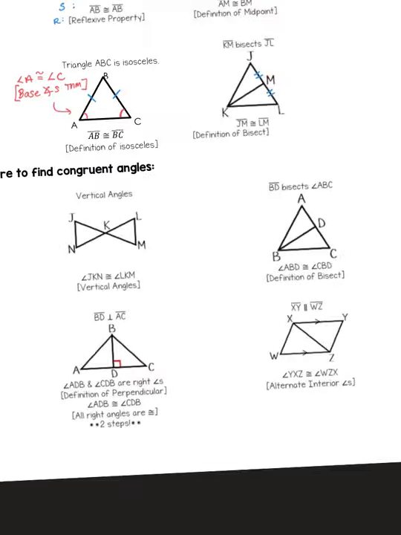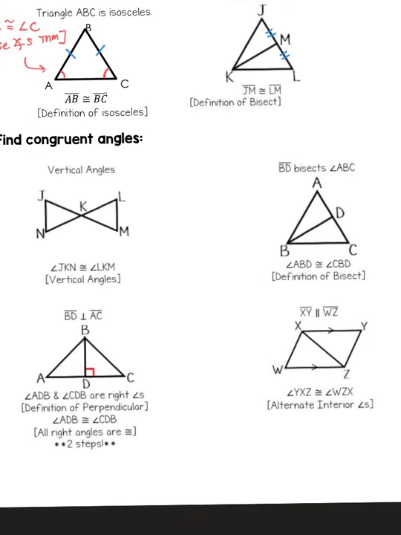Okay, so that's congruent sides. Places where we might find congruent angles. The first one we used last time. We can have vertical angles. So around point K here, we have a pair of angles that are congruent. Angle JKN is congruent to angle LKM because they are vertical.